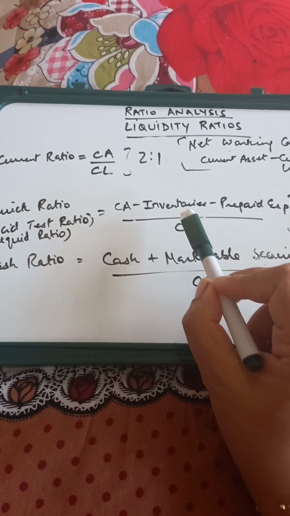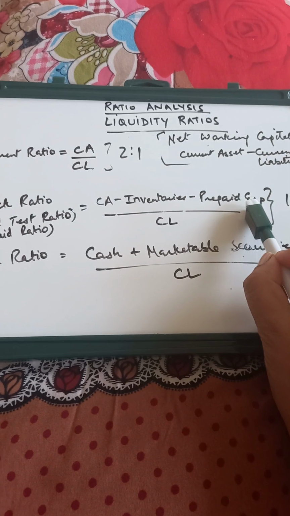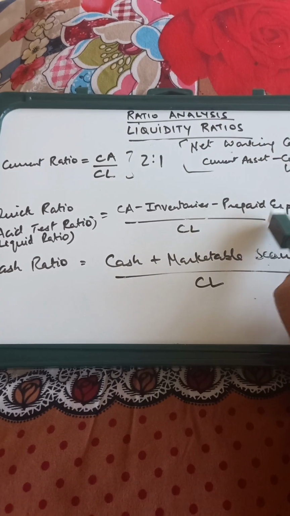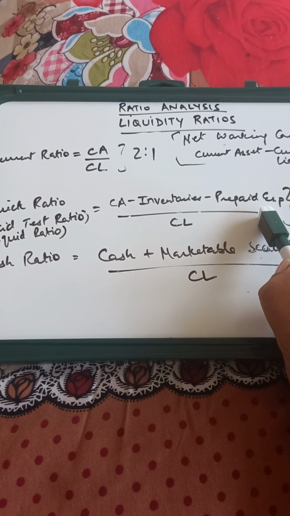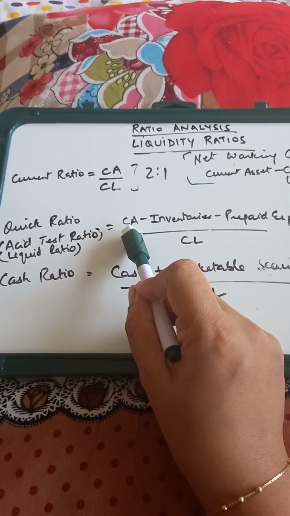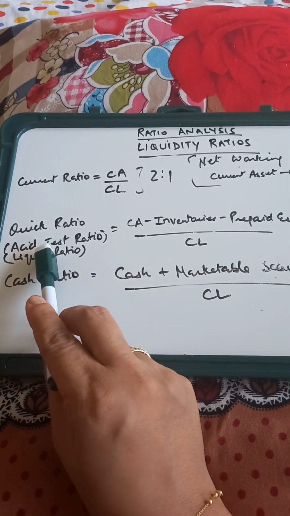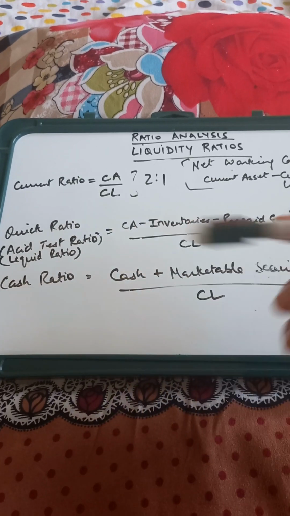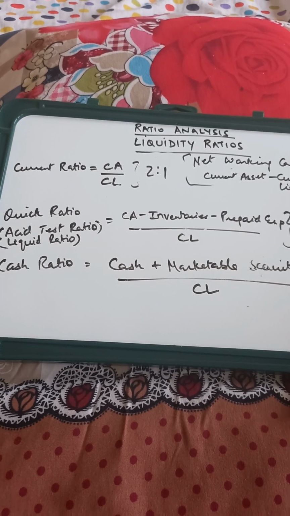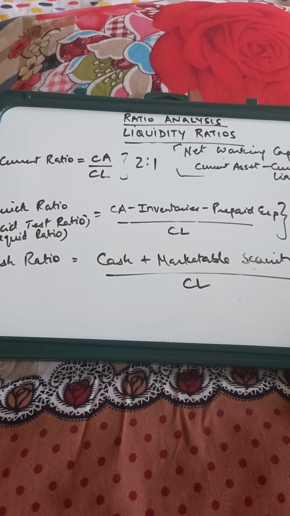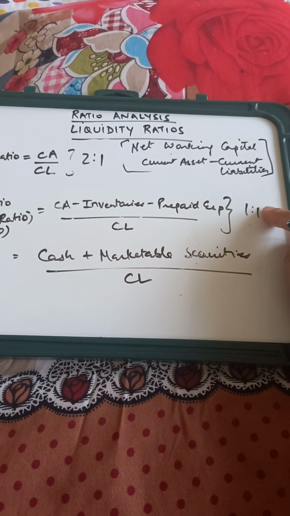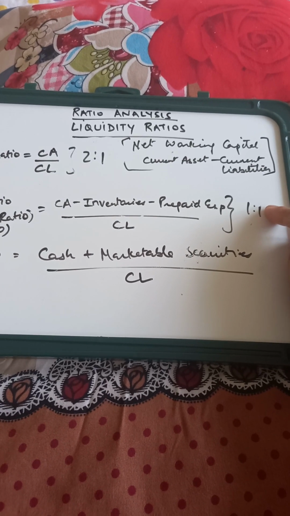Now, we subtract inventories and prepaid expenses because these two items are not easily convertible into cash. These are not easily realizable into cash. That's why we deduct these two items from the total current assets to give us the quick ratio or the acid test ratio. This is like the acid test or the litmus test that we do to know how liquid the company is and how soon the absolute liquidity requirement of the company can be fulfilled. Hence, the ideal ratio for this should be 1:1, which is in absolute terms.